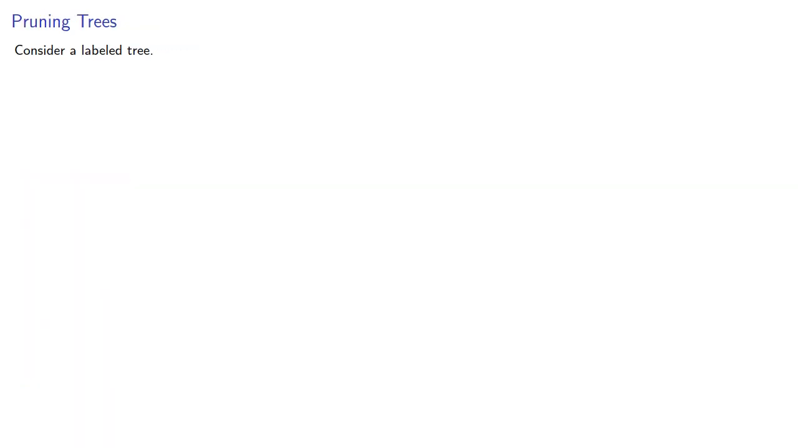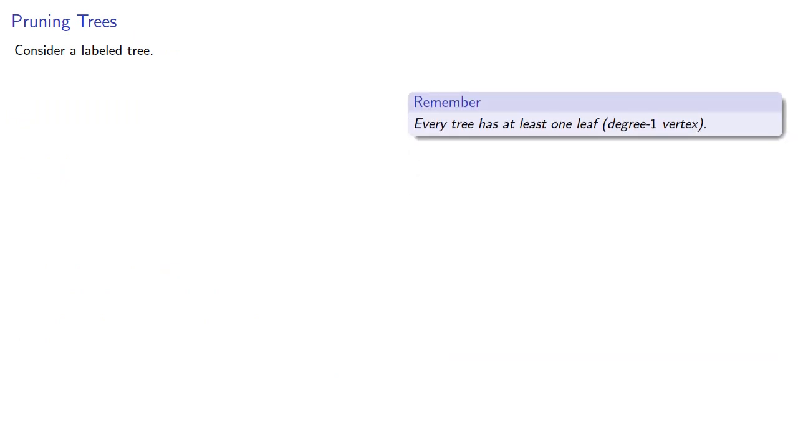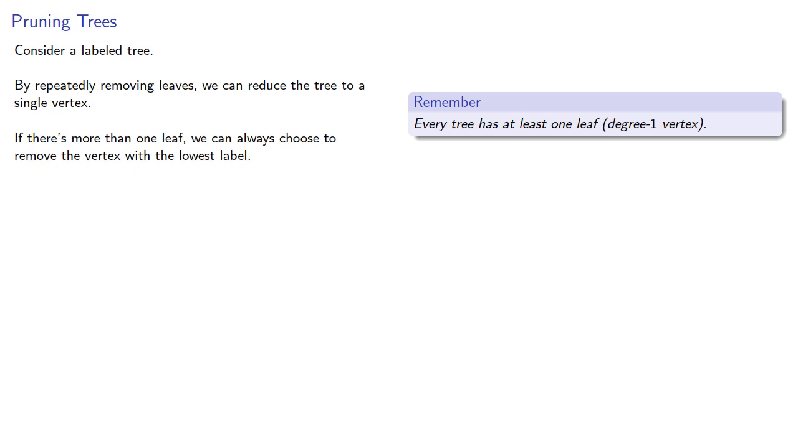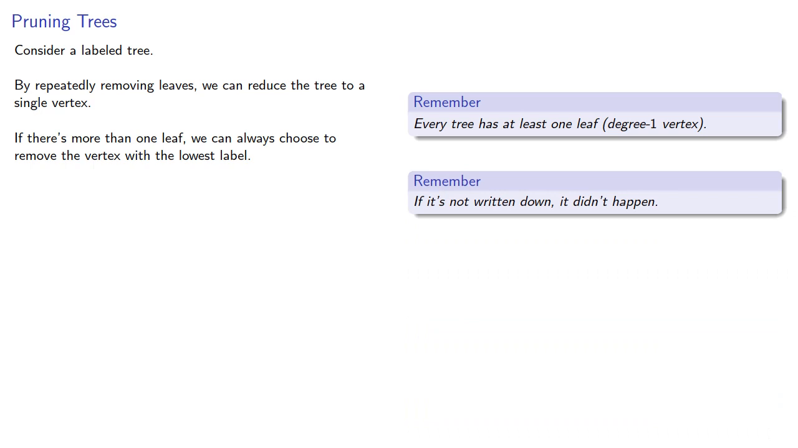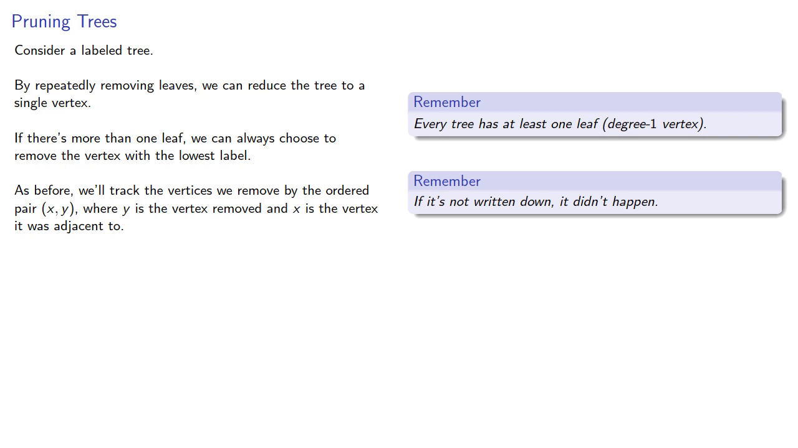So consider a labeled tree. Remember, every tree has at least one leaf, a degree 1 vertex. By repeatedly removing leaves, we can reduce the tree to a single vertex. Now, a tree could have more than one leaf, so we have to decide how we're going to remove them, and we'll take the simplest option. If there's more than one leaf, we can always choose to remove the vertex with the lowest label. And again, if it's not written down, it didn't happen. As before, we'll track the vertices we remove by the ordered pair x, y, where y is the vertex removed, and x is the vertex it was adjacent to.